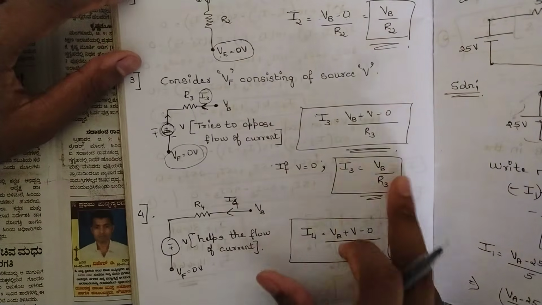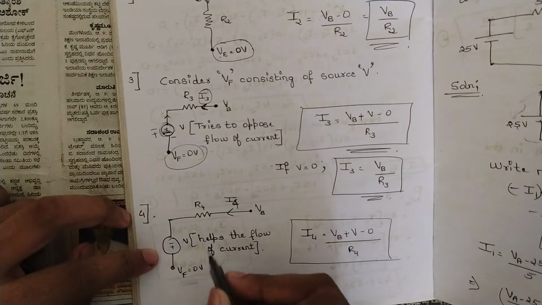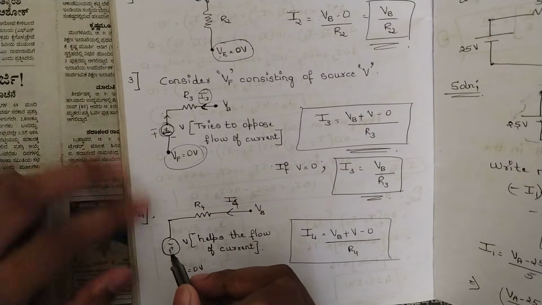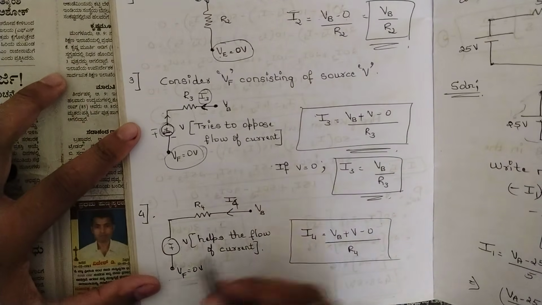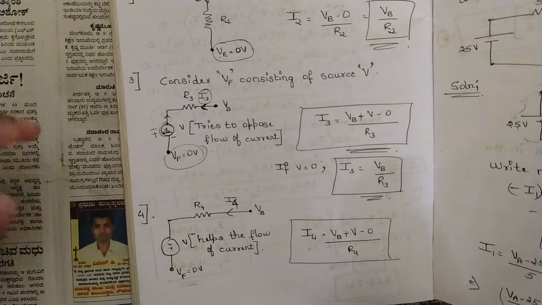Similarly, if V is equal to 0, this is the equation here. They have substituted the value of V as 0. The next one is again similar. In this case, they have just changed the polarity, as I have told you here. Again they have done the same thing, so the I4 current is equal to VB plus V minus V0 by R4.